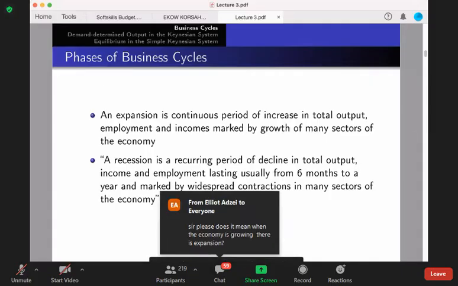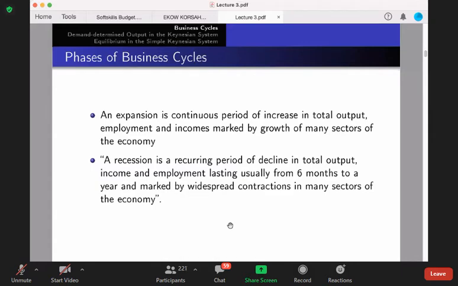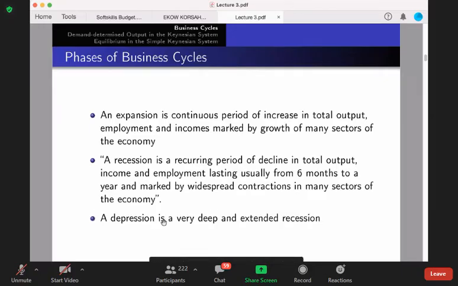A recession is a recurring period of decline in total output, income, and employment, lasting usually 6 months to a year, and marked by widespread contractions in many sectors of the economy. A depression is a deep and extended recession, and that was what David was talking about. So when we have extended periods of recession, it is a depression, okay?